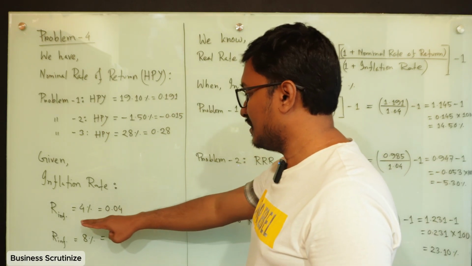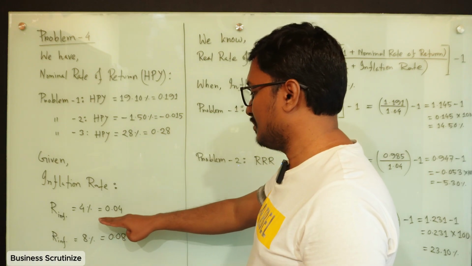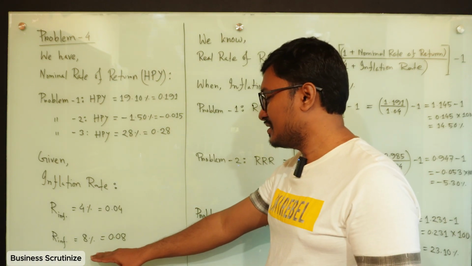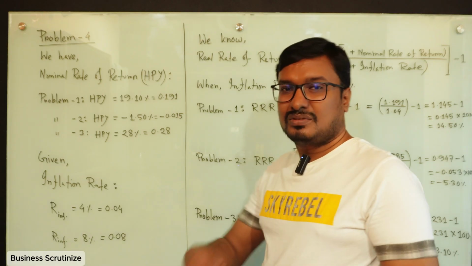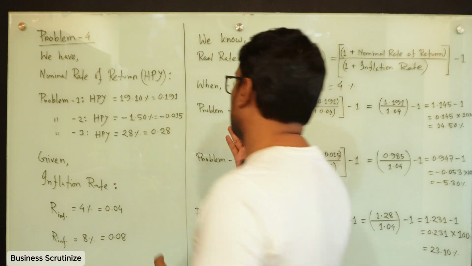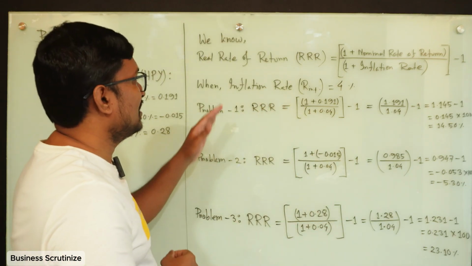So the first one is 4%, so it can be written as 0.04, and also the inflation rate 8%, 0.08. As I have already told you, we have to find out the real rate of return. Here you can see the real rate of return.